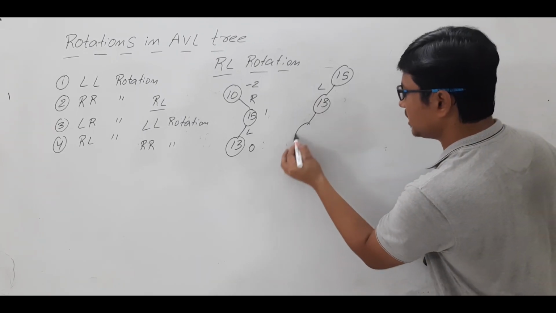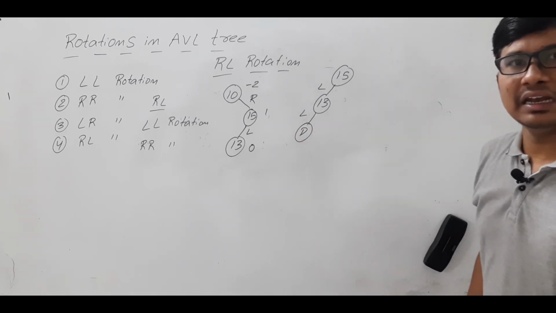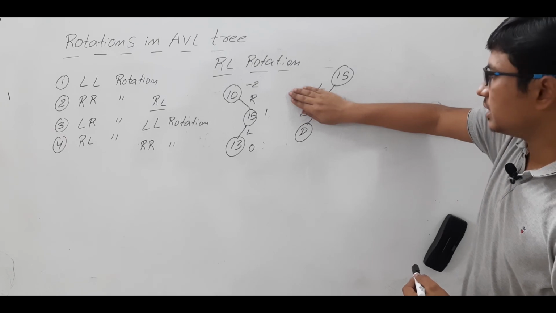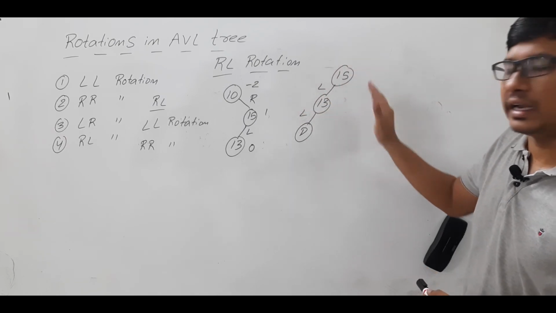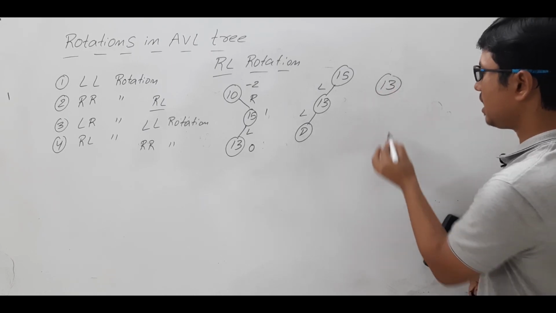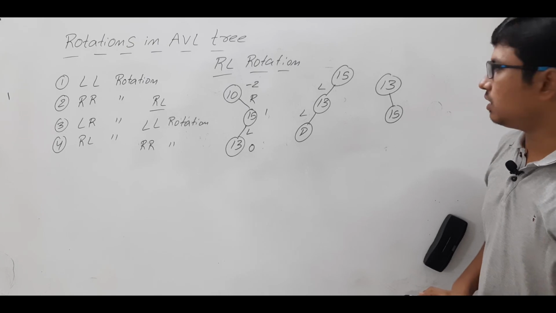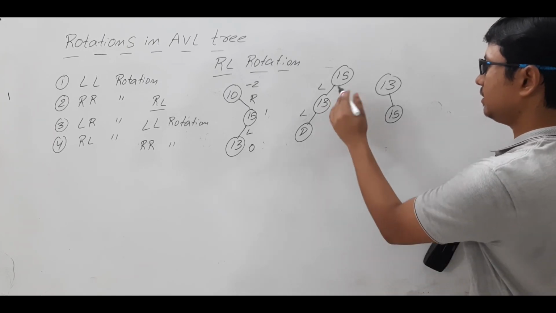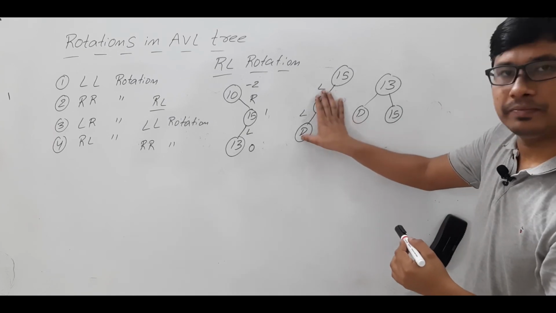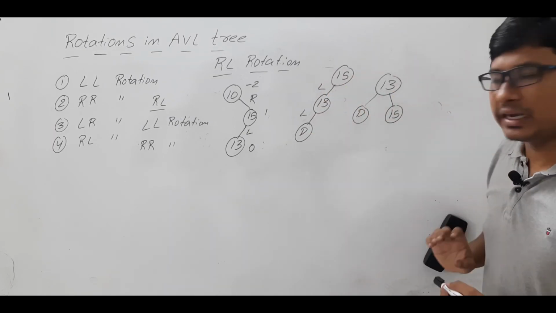So I will take some dummy element here. Then I will perform LL rotation. LL rotation is nothing but hold this 13 and rotate towards the right side. So if you rotate, you will get 13 here and 15 here, and you will get the dummy element here. Are you able to understand? Because you are holding this one tightly and you are rotating this one towards the right side, it is satisfying the binary search tree.